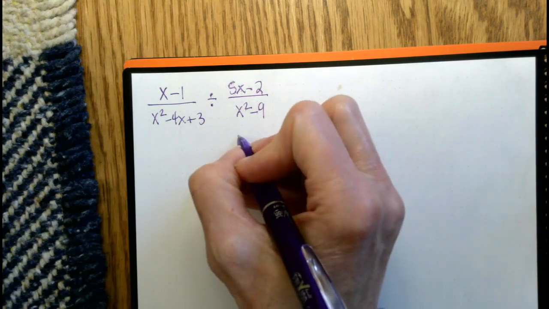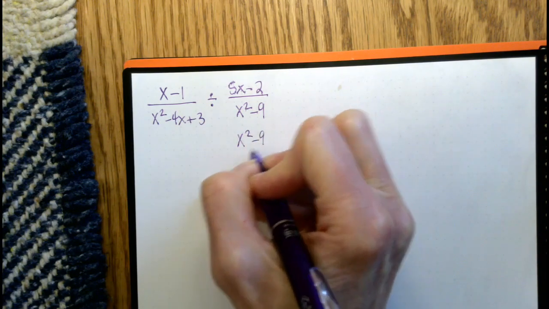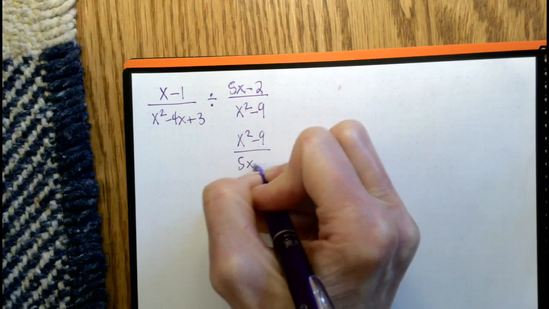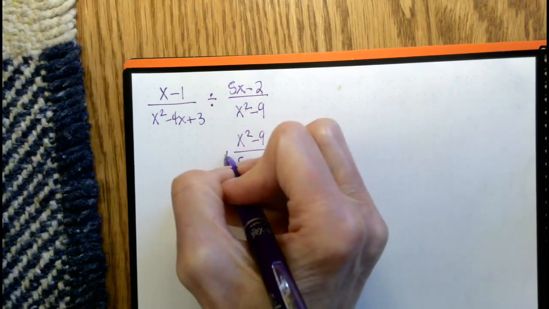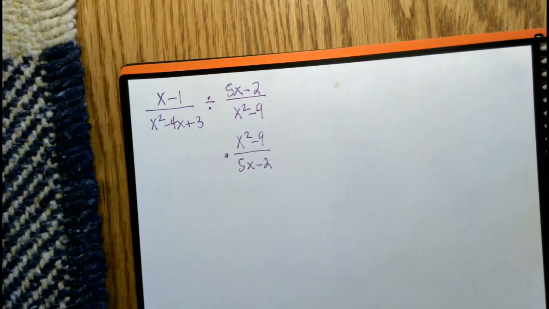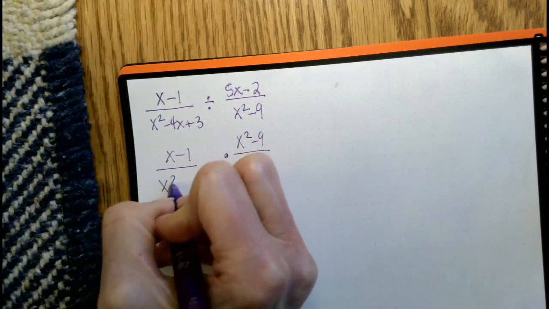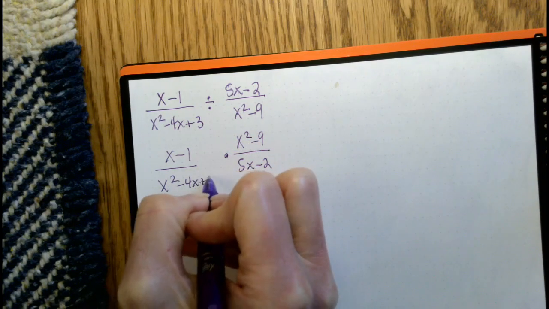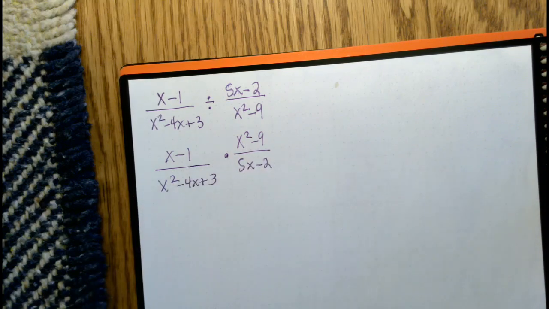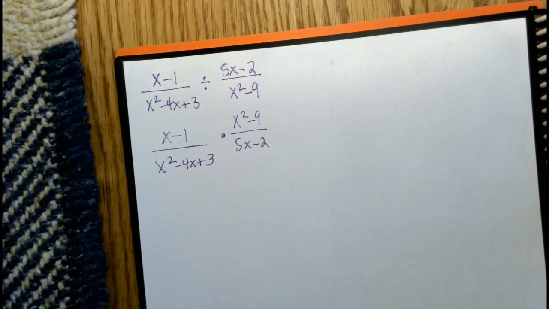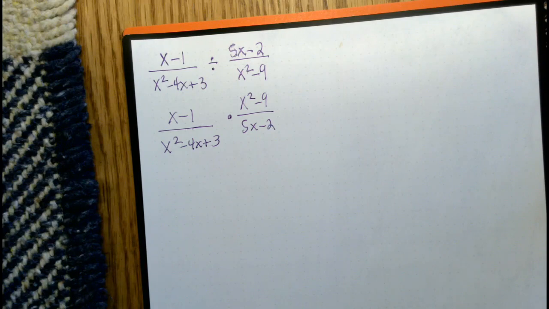So we're going to flip this. So x squared minus 9 is going to go on top, 5x minus 2 is going to go on bottom of that fraction, and we're going to be multiplying. The first fraction is not going to change, x minus 1, and then we've got x squared minus 4x plus 3. So now that we've got that, we're going to factor here. I didn't write very straight. I'll try to do a little bit better on my next line here.